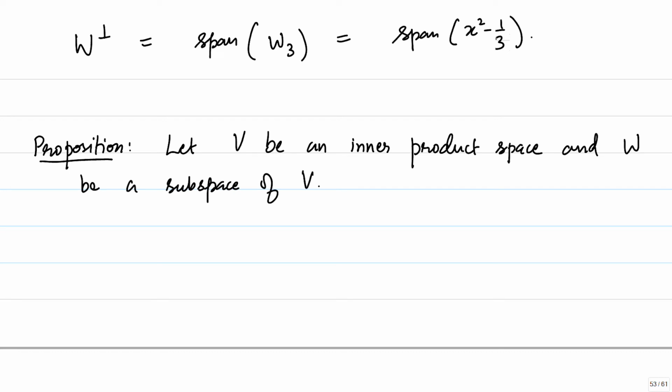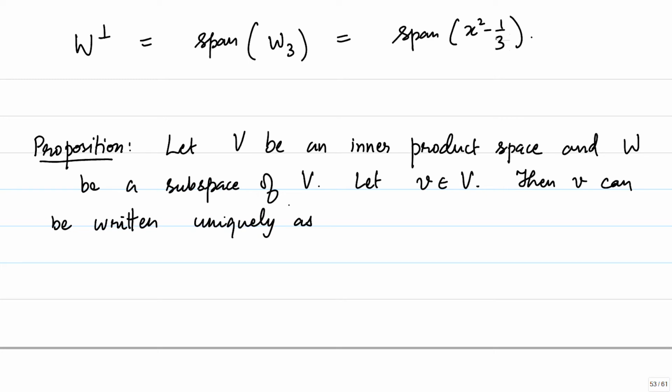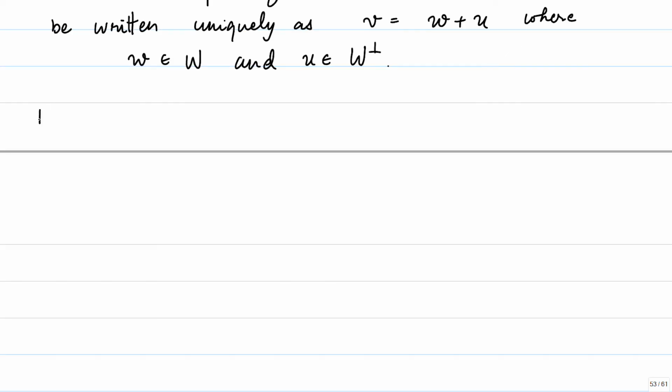Suppose v is some vector, let v be an element of capital V. Then we can write v in a unique manner as a sum of a vector in W and a vector in the orthogonal complement of W. Then v can be written uniquely as v is equal to w plus u, where w belongs to capital W and u is in the orthogonal complement of W. So let us give a proof of this statement.